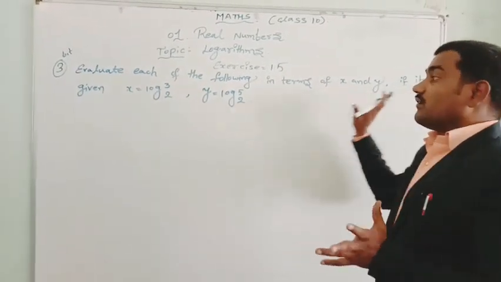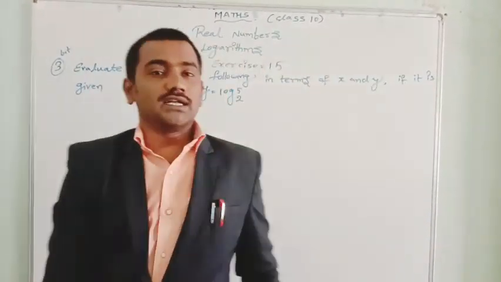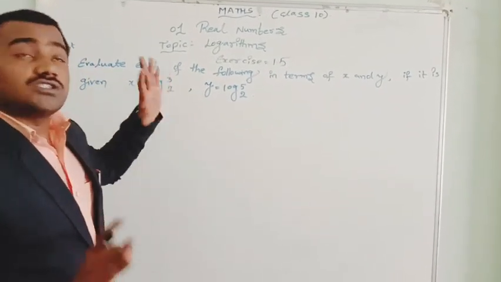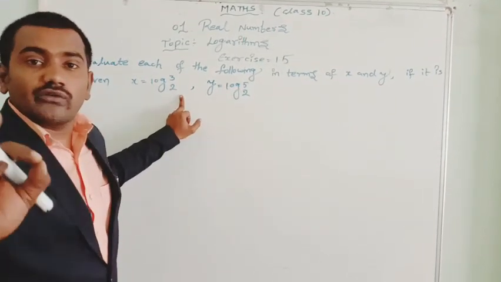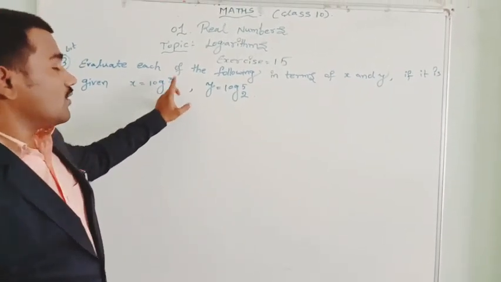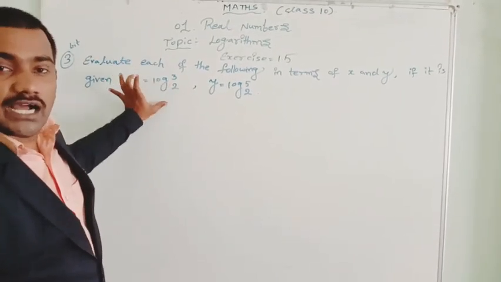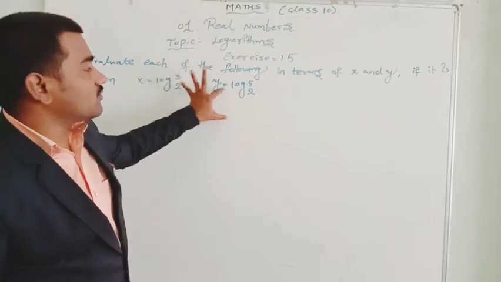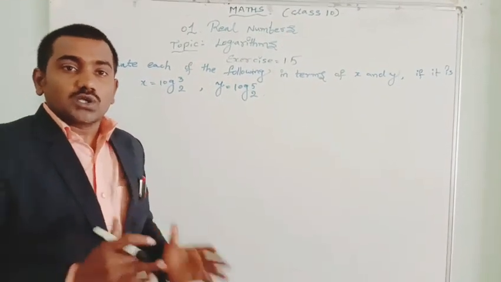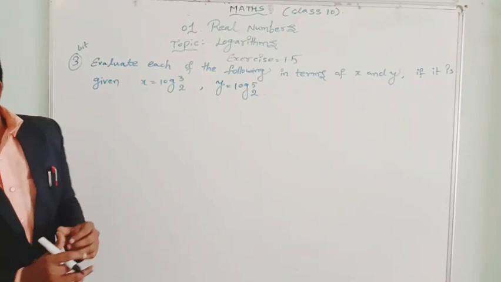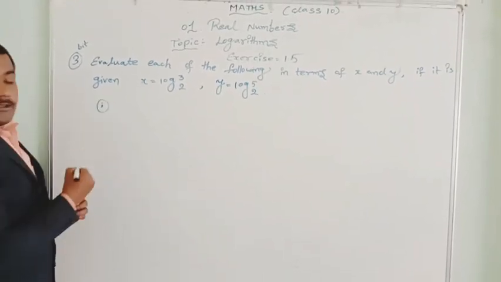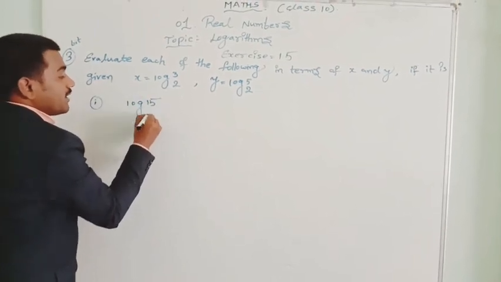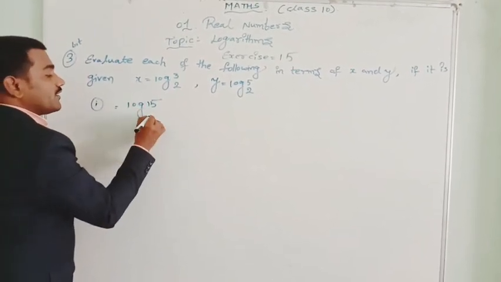Okay. So they have given two values here. Whenever you see log 3 base 2, you can write x equal to log 3 base 2. That means log 3 base 2 equals x and log 5 base 2 equals y. These are what they have given. So let's see the questions in this third bit. The first question, log 15 base 2.